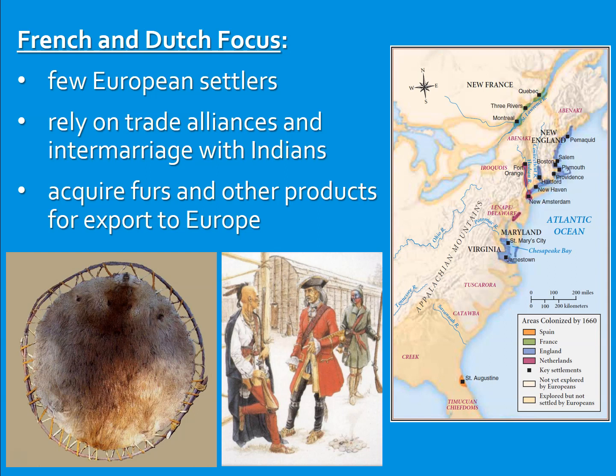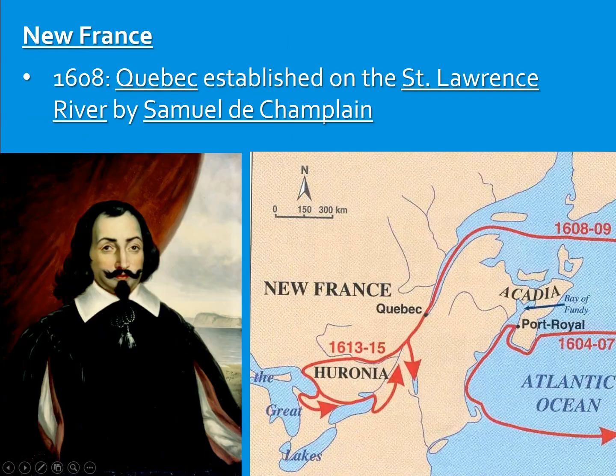For the French and Dutch, they were very much interested in gaining fur and other products from the Native Americans. They would, obviously, have manufactured goods in Europe that the French and Dutch could bring to North America. They'd exchange those goods for the furs, which were in high demand back in Europe. Beaver, in particular, was a big commodity.